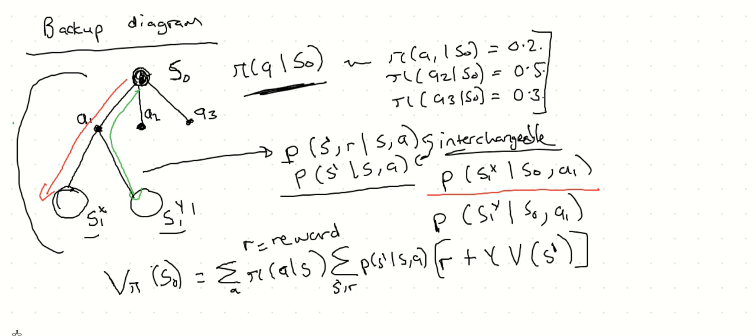Now that we know this is our formula, the value of being in state s0 depends on the value of being in state s1, or rather s prime. Oh, sorry, this should be the value of being in state s1. And this causes some kind of problem. We're trying to estimate the value of being in s0 by looking at the value of being in s1, a future state.